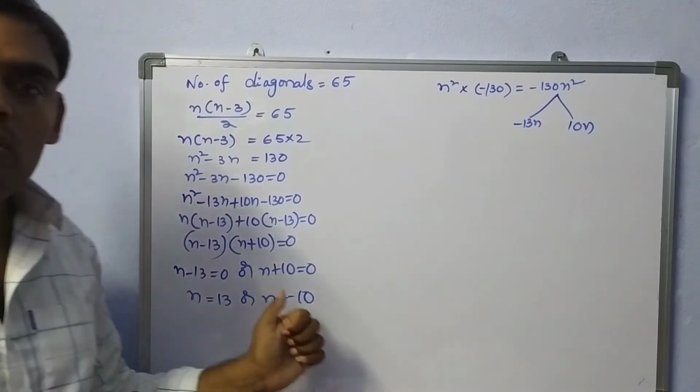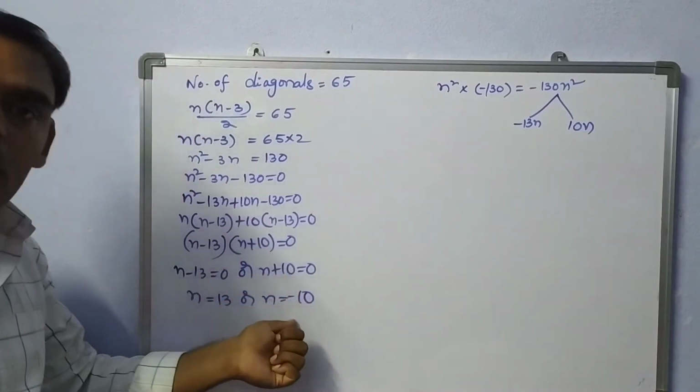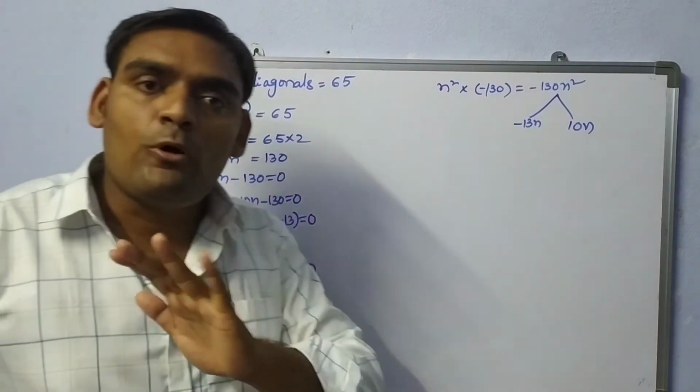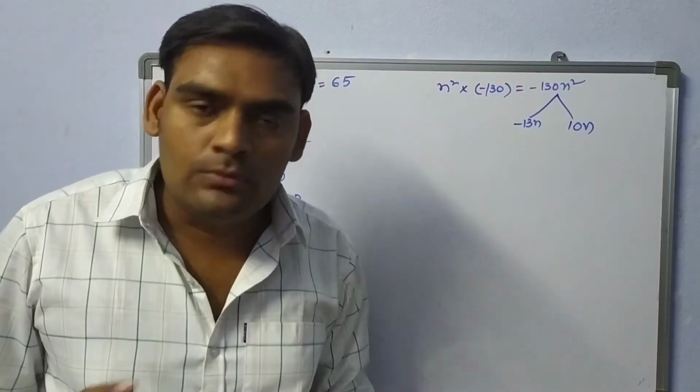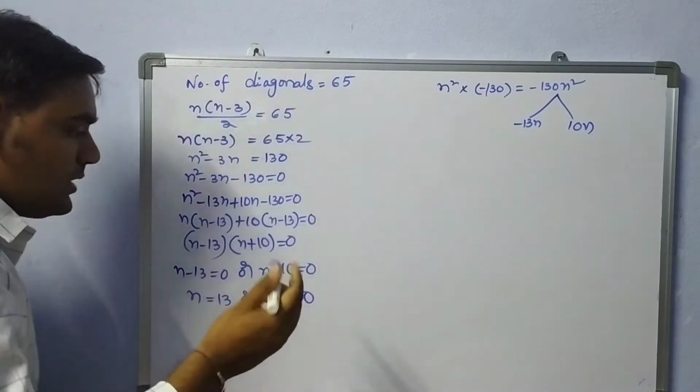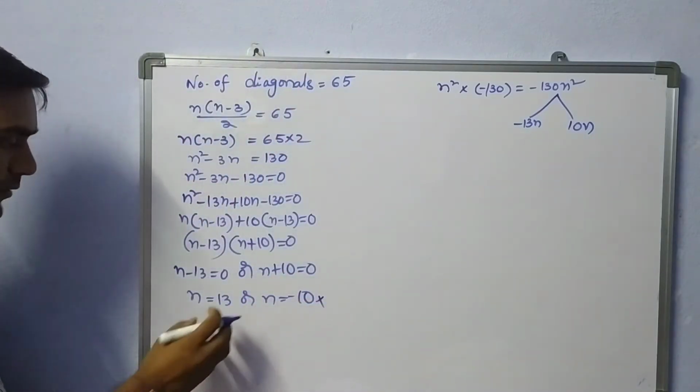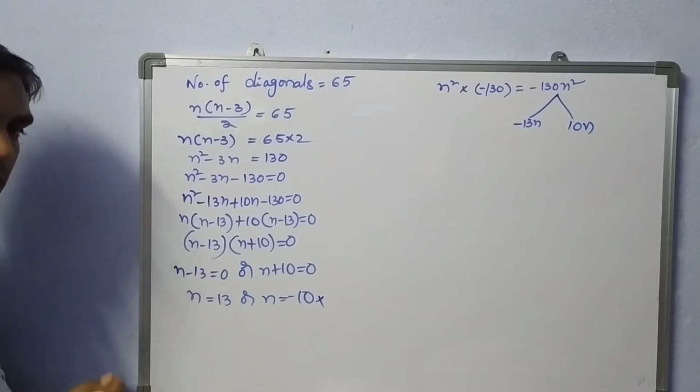See, n is equal to minus 10 is a negative value. The number of sides of a polygon cannot be a negative number. So we should not consider this one. We have to consider n is equal to 13 only.